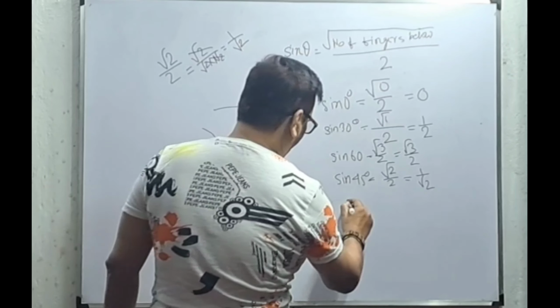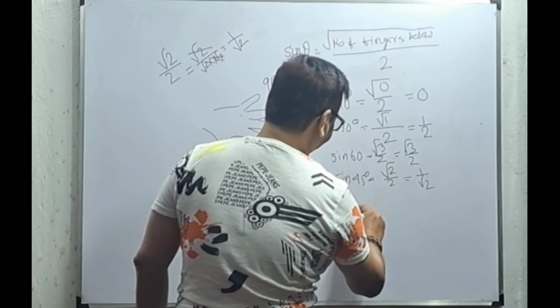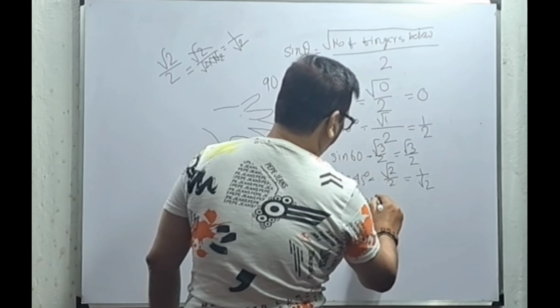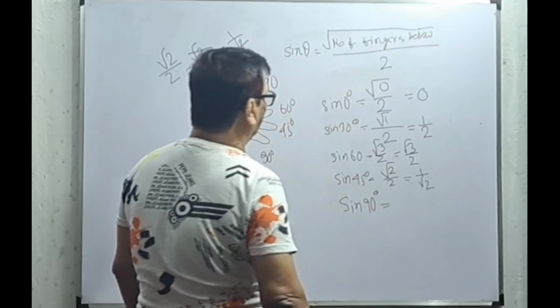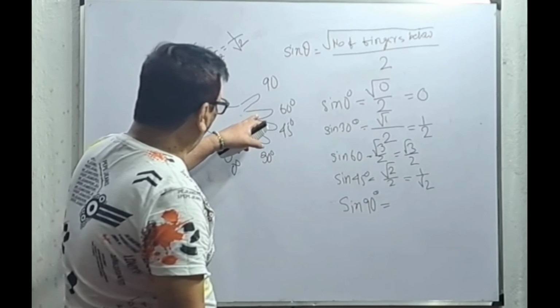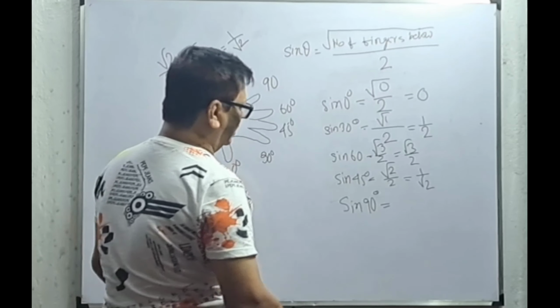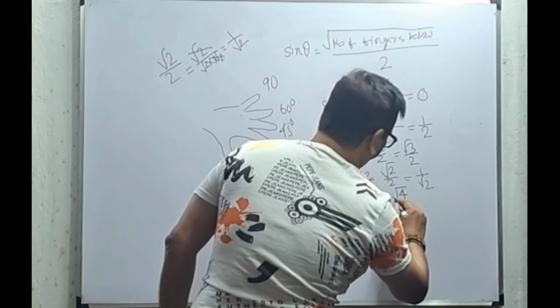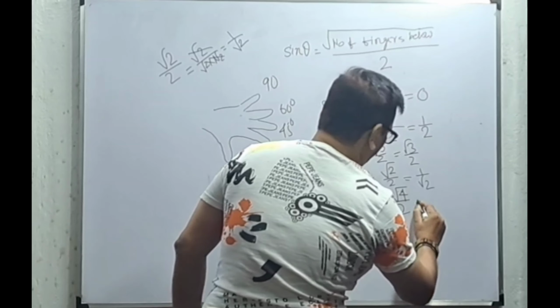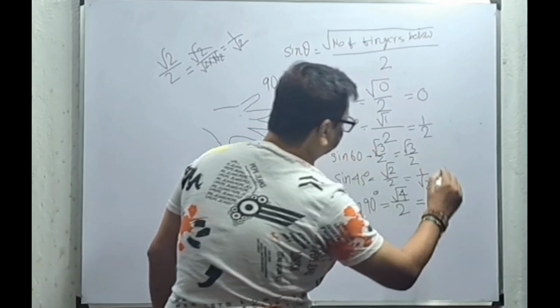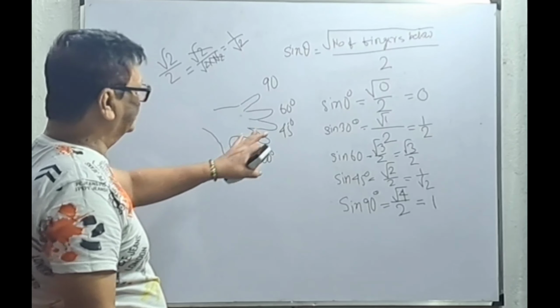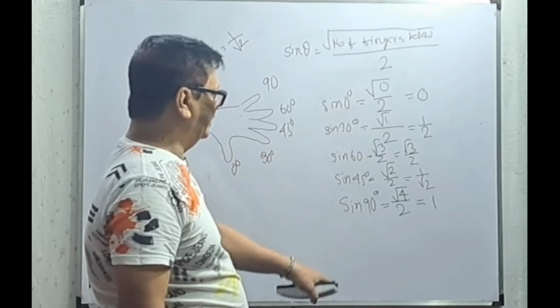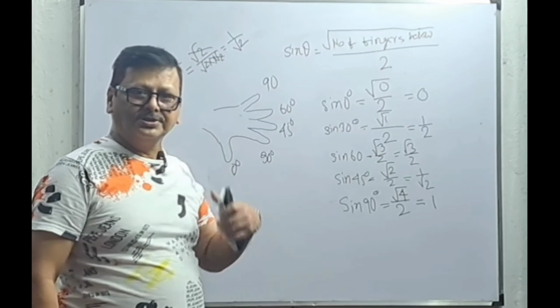Any angles left out? Yes, sine 90. Sine 90 will be equal to the number of fingers below: 1, 2, 3, 4. So root over 4 by 2, that is equal to 1. So we have got sine 0 as 0. See, all values will tally. So this is a wow trick.